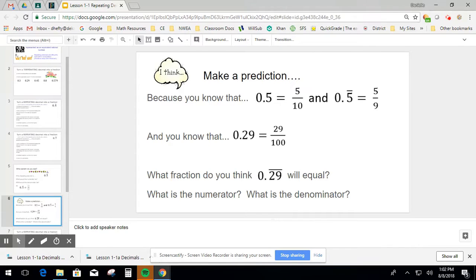I want you to take a moment and see if you can figure out that answer and go ahead and enter that information. Hey, this is a prediction. If you're right, great. If you're wrong, that's fine too. We are making a prediction. We're going to solve it here in a moment. So go ahead and take your time, see what you get there.